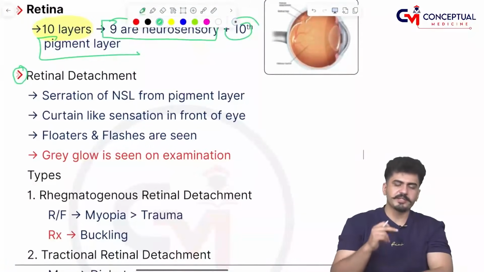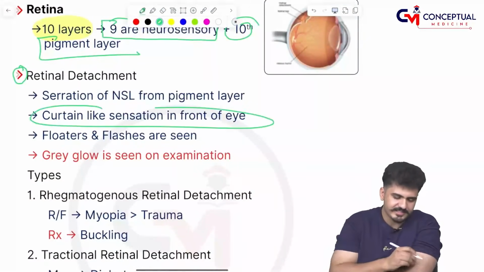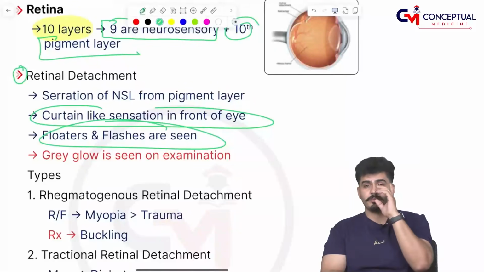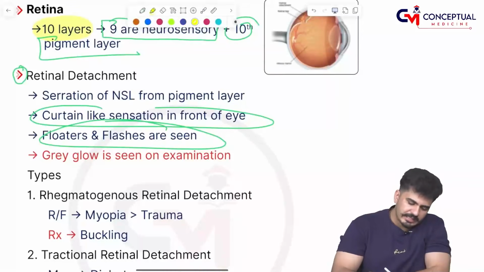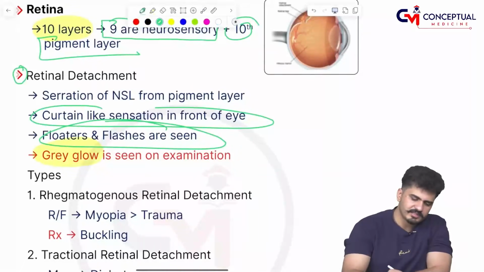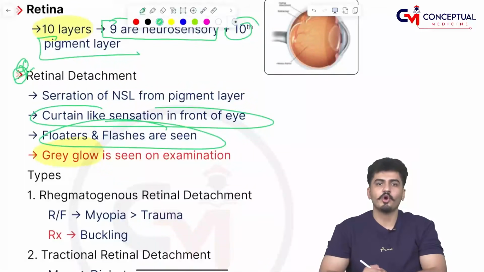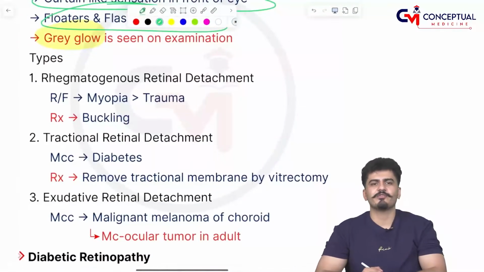Now what is happening? The patient comes to you with a curtain-like sensation in front of the eye. Floaters and flashes are seen. On fundoscopy or retinoscopy, what glow are you going to see? You are going to see a gray glow, my dear friends. Once there is a retinal detachment, the glow is the gray glow. Next, what types of retinal detachment are there?